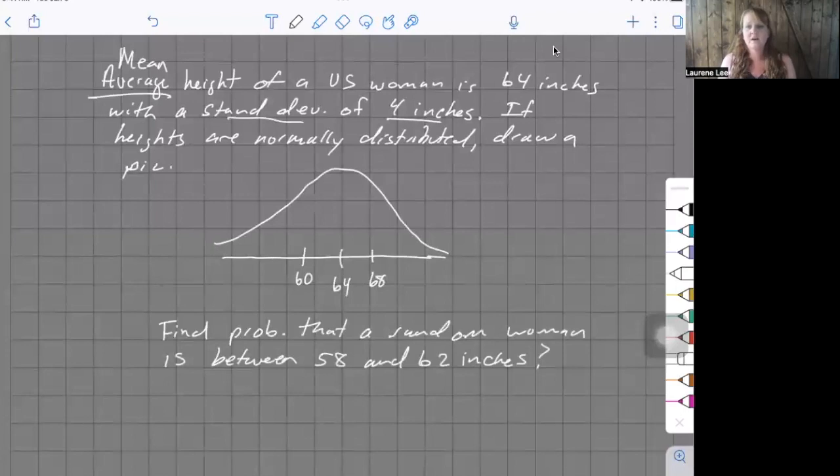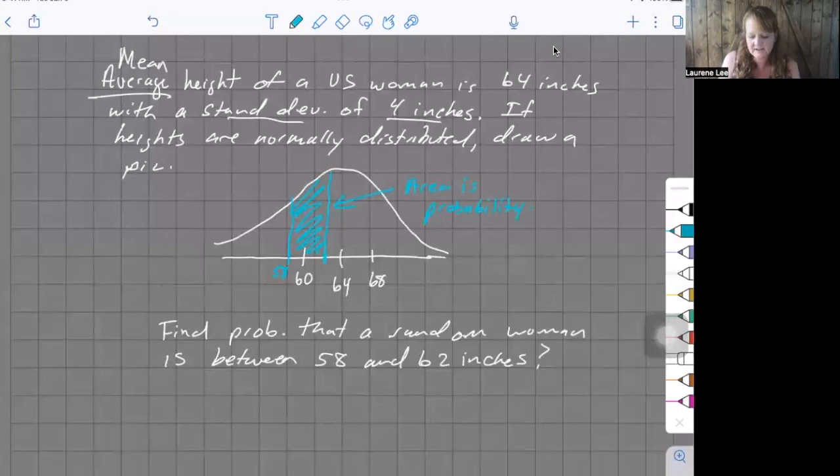Now I'm going to mark that on my drawing so you can get an idea for that. Remember, this line at the bottom is just a number line, so find 58. 58 is just a little bit to the left of 60, so we'll call this 58. And then 62 is between 60 and 64. So what this question is asking is, what's this area? This area is the probability.